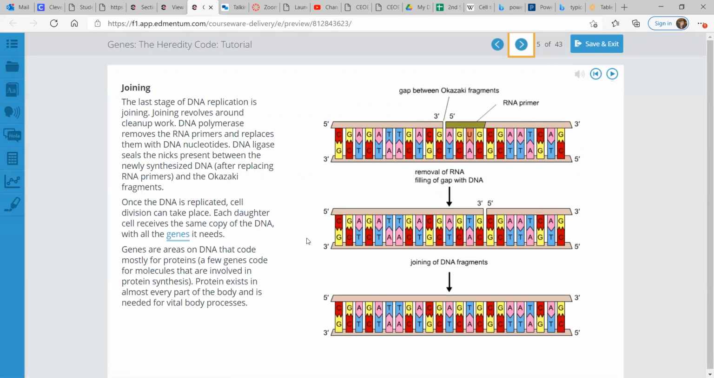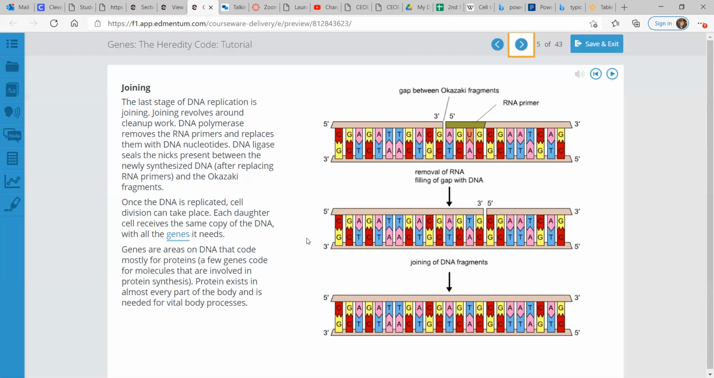Joining. So the last stage of DNA replication is joining. And this stage revolves around cleanup work. DNA polymerase removes the RNA primers and replaces them with DNA nucleotides. DNA ligase seals the nicks present between the newly synthesized DNA after replacing RNA primers and the Okazaki fragments. Once the DNA is replicated, cell division can take place. Each daughter cell receives the same copy of the DNA with all the genes it needs.